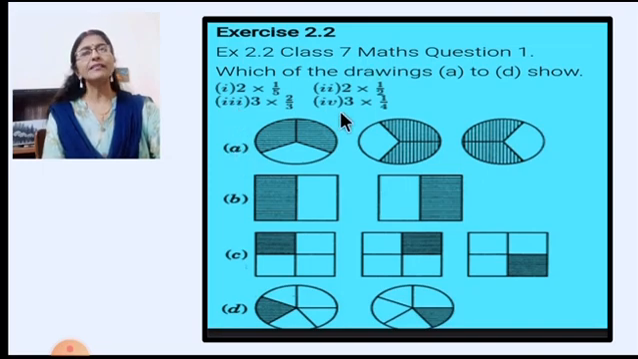Same way the fourth one, 3 into 1 upon 4. So we'll see first 1 upon 4. You can see here this one. Out of 4 parts, 1 part is shaded. So this is 1 upon 4. And you can see there are 3 squares like this.